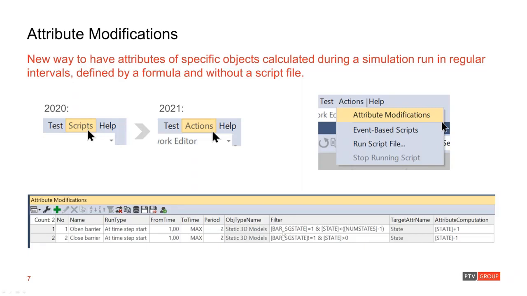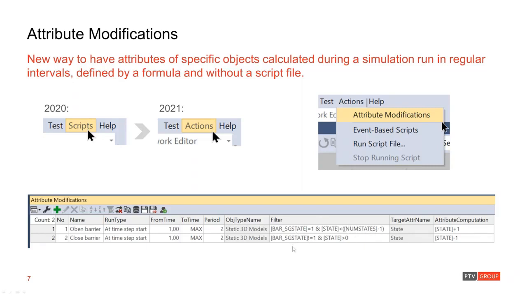Then a certain attribute of a static 3D model, in this example, is set. The attribute is state, which, in the case of that barrier, shows if it's open or closed or in between. It can have a value between 0 and 6, I believe. The num states attribute also contains that value.